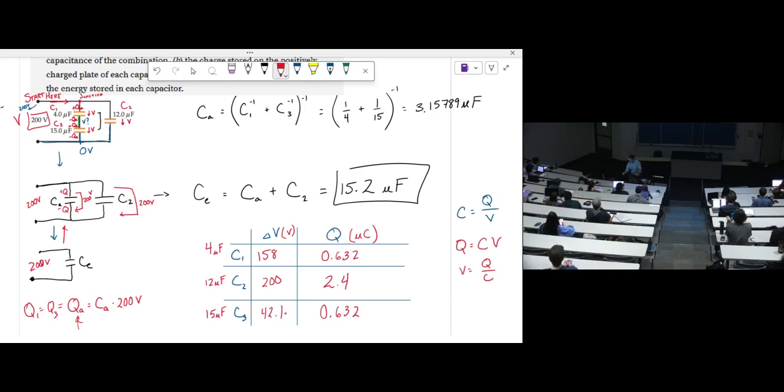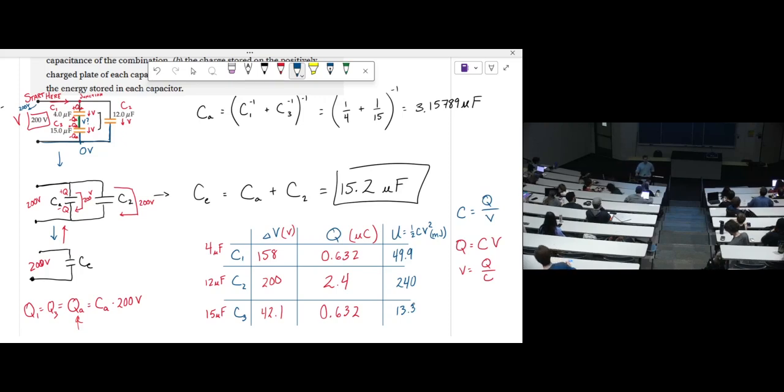And if you want to calculate it as an additional element here, you could calculate the energy stored. Just take 1/2 CV squared, and just for you guys, this would come out to be 49.9, and this is going to be in millijoules. You would get 240 millijoules, and you would get 13.3 millijoules. So the largest capacitor does not necessarily have the most energy stored on it. It could if they were all in parallel, but in this case it doesn't.